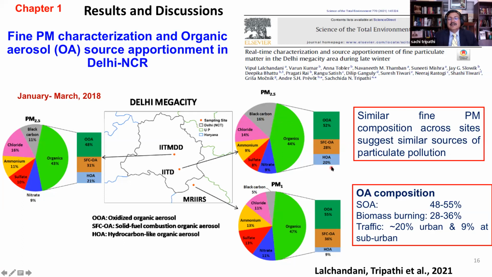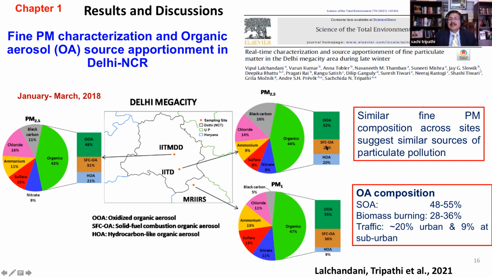And then the organic has been sufficiently accurately further speciated into three sets of important factors, which are called oxygenated organic aerosol, solid fuel combustion organic aerosol, and hydrocarbon-like organic aerosol. Generally, hydrocarbon-like organic aerosols are attributed to traffic. This is attributed to solid fuel burning, and this could be because of several kinds of sources, which certainly has become oxidized. And this type of information is difficult to obtain from offline methods.